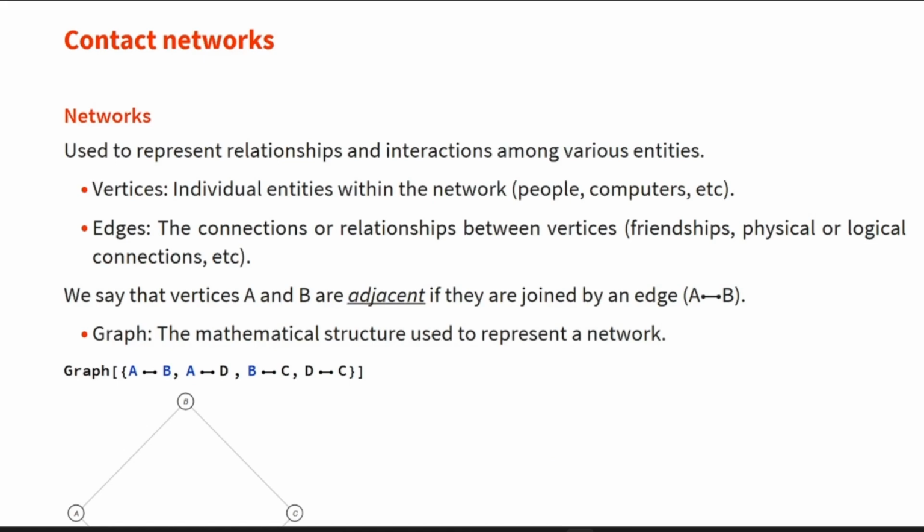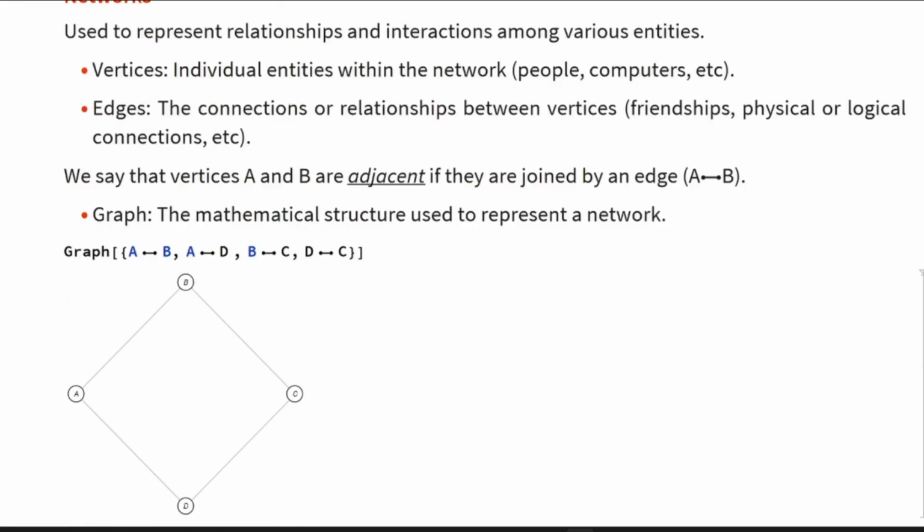Now, before exploring the contact network, let's see some important definitions. Let's begin with networks. Networks are used to represent relationships and interactions among various entities. The key components of a network include the vertices, which are the individual entities within the network, such as people in a social network or computers in a computer network, and the edges, which represent the connections or relationships between vertices. For example, in a social network, edges may represent friendships between individuals, while in a computer network, edges represent physical or logical connections between devices.